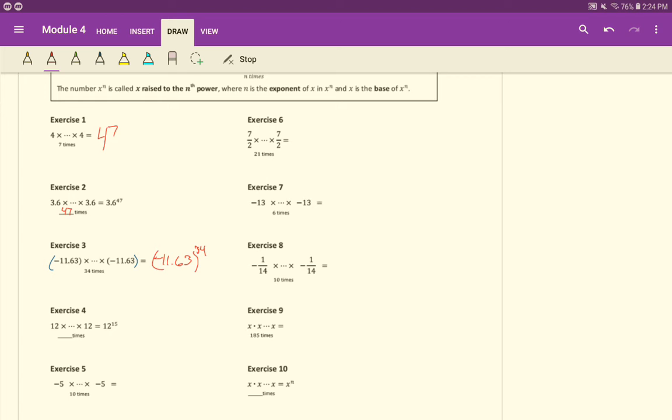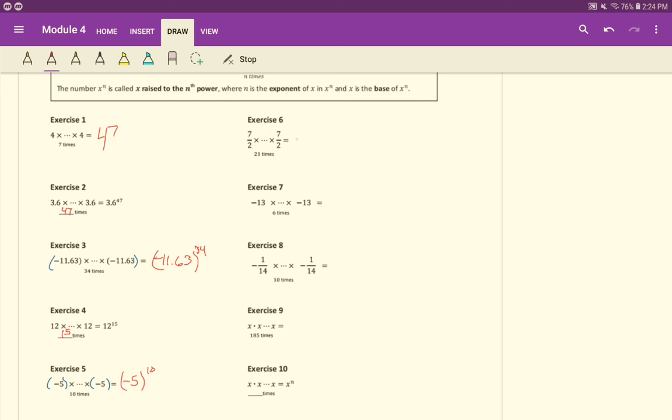Okay? 12 to the 15 is 15 times. Negative 5, 10 times would be negative 5, and again, parentheses, to the 10th. And again, I'm going to put some parentheses in here. Okay? Go ahead and try exercises 6 through 10 on your own. Pause the video and then play it once you've finished, and you can check your answers.